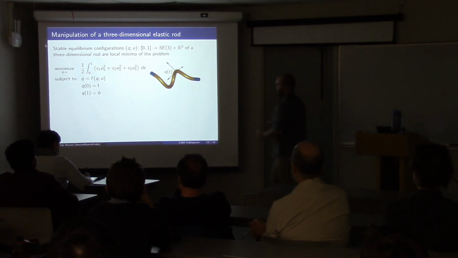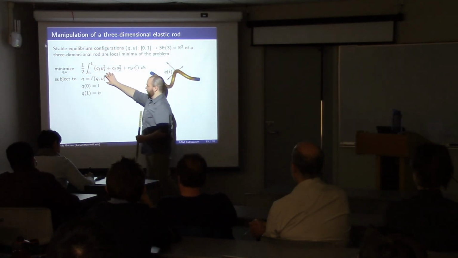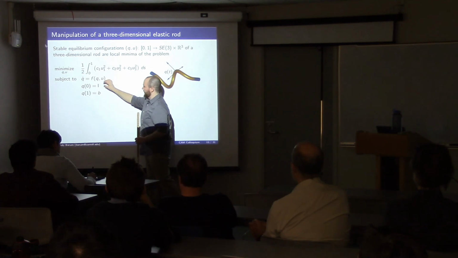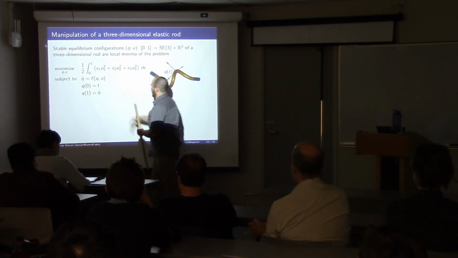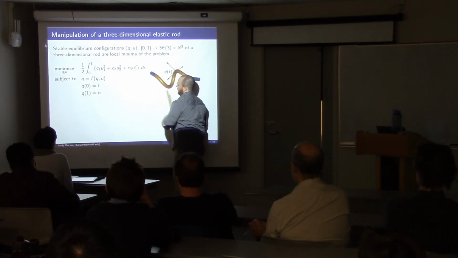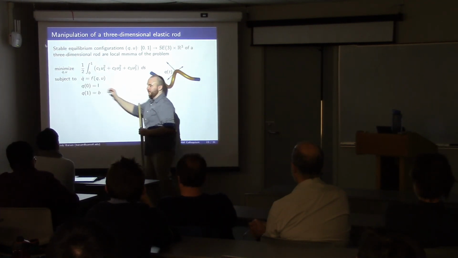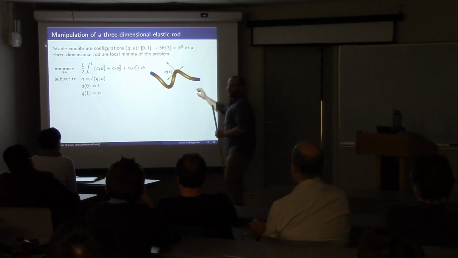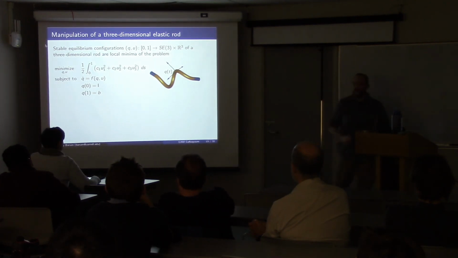I've written the kinematic equations in a nice compact form. We also have boundary conditions. This is saying that the frame at this end is fixed, so this gripper is just staying in place. B, remember, is the thing that we can move. So this is the gripper at this end that we're going to move around to try and deform the rod into a desired shape.